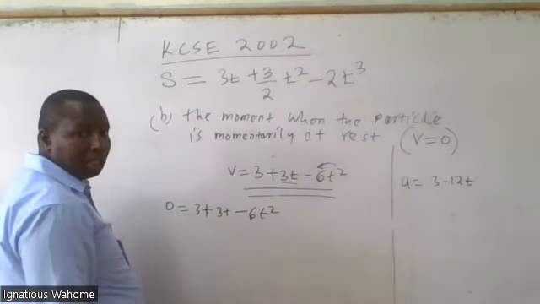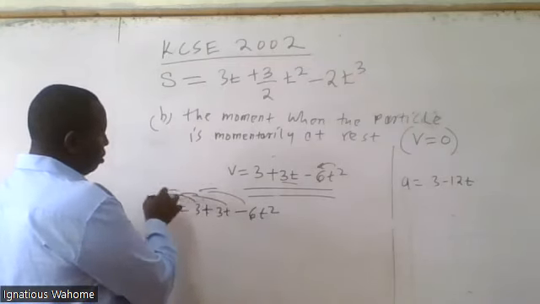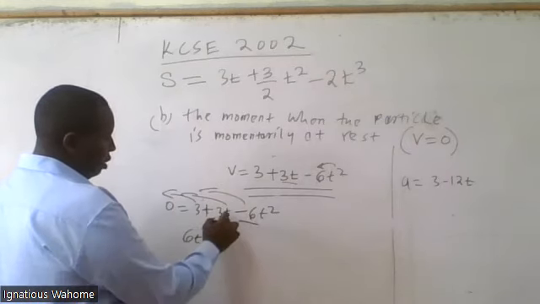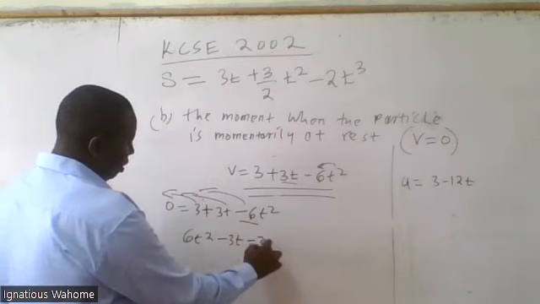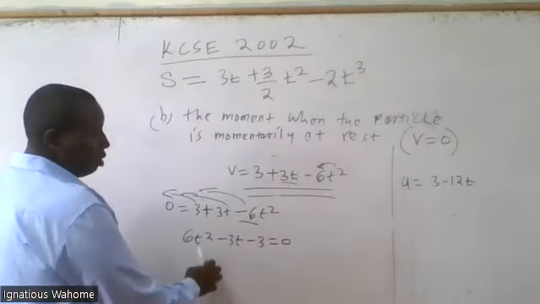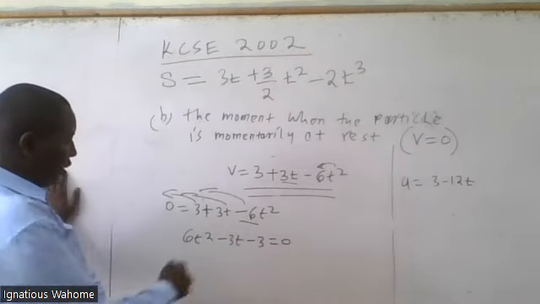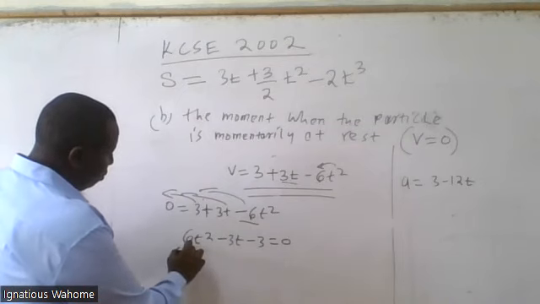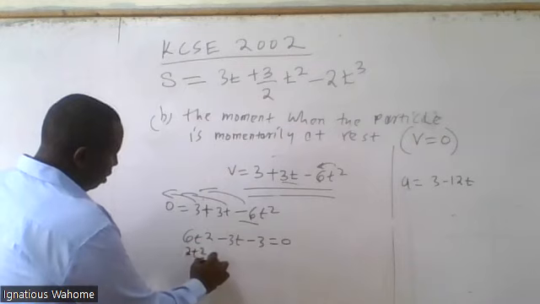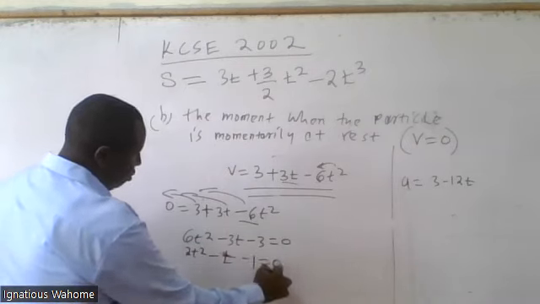Put it like that. You can take them to the other side to make sure that this value becomes positive. Get 6t squared minus 3t minus 3 equals 0. So this value now is positive, 6t squared. Then you can simplify, first of all, by 3. You get 2t squared minus t minus 1 equals 0.